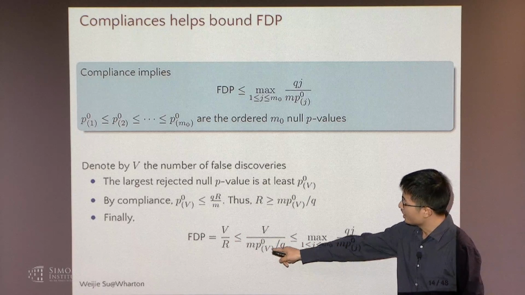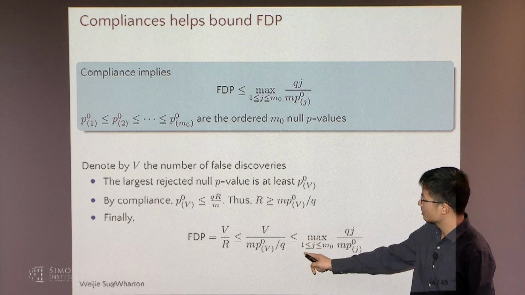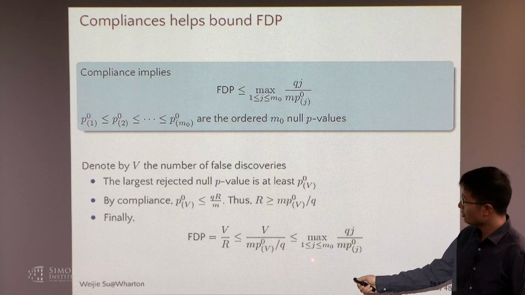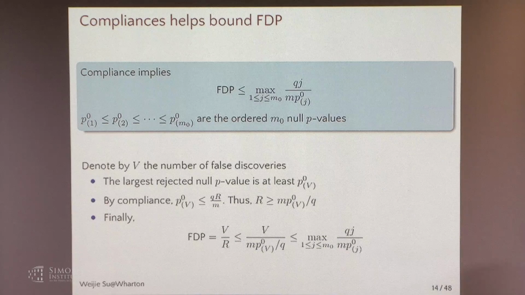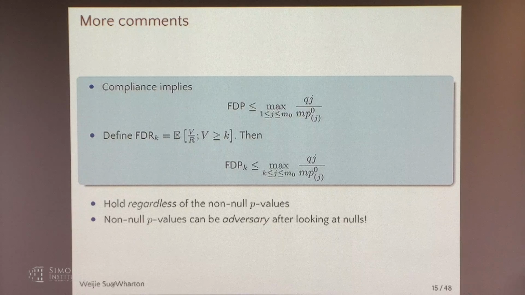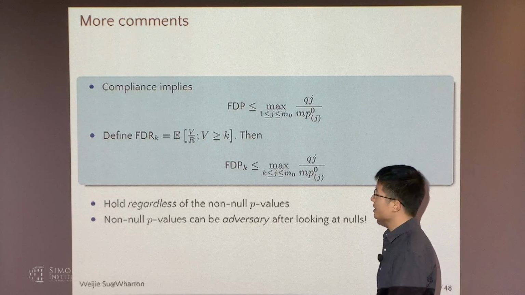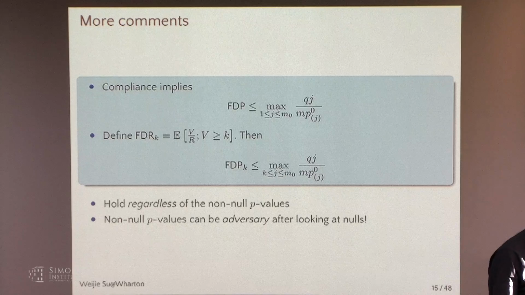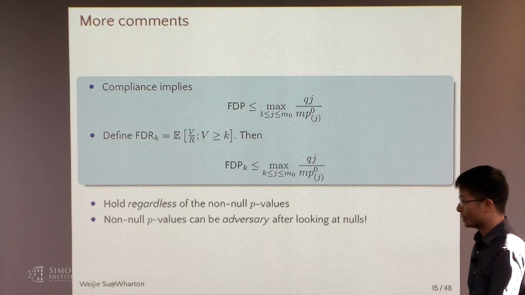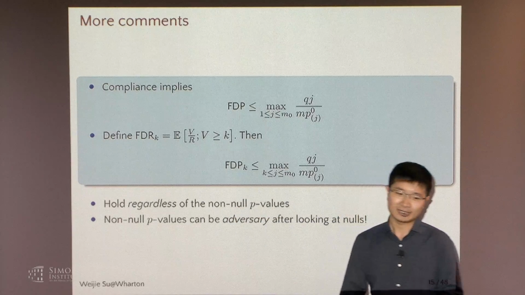So V here ranges between 1 and M0. By the way, V can be 0, right? If V is 0, then this is always non-negative, and this is 0. So if V is 0, it's still satisfied. So this is a very simple fact. And later we will consider a notion of FDR where we only penalize if we make at least K false discoveries. The original FDR is just the case of K equals 1.